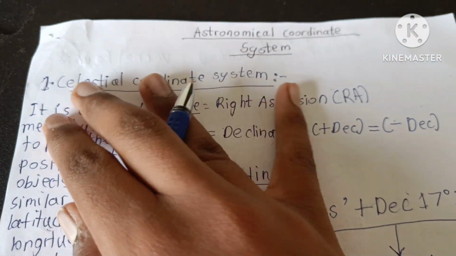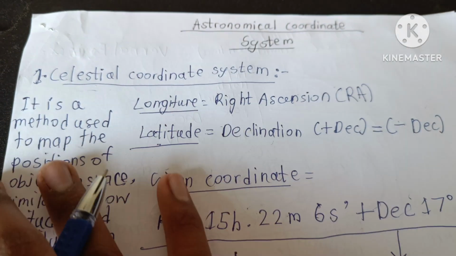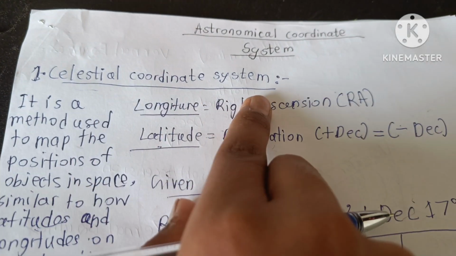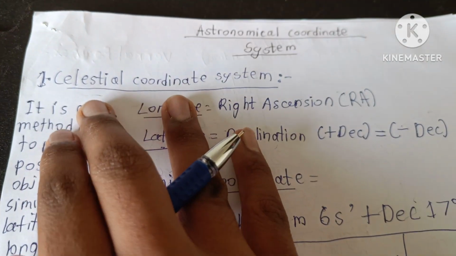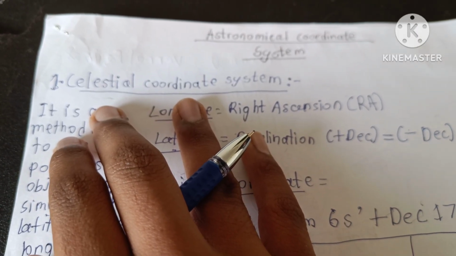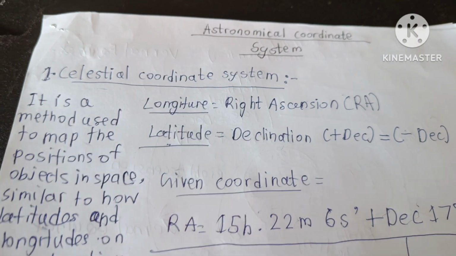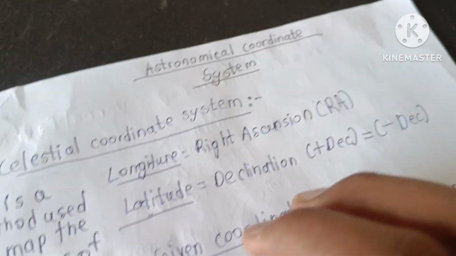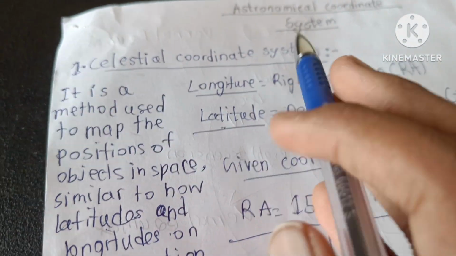So there are five types of astronomical coordinate system: celestial coordinate system, galactic coordinate system, supergalactic coordinate system, horizontal coordinate system, and ecliptic coordinate system. So let's start with the celestial coordinate system.